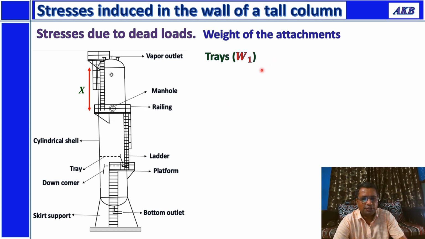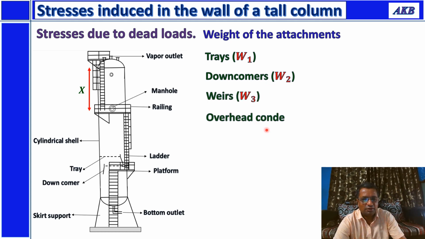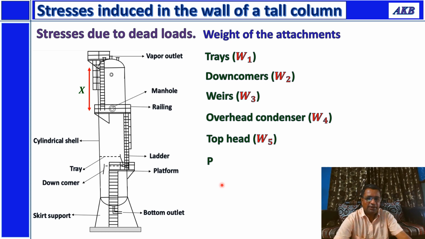So what are the attachments? You have trays. Now in the previous discussion we considered the weight of the liquid. Now over here we are considering the weight of trays, then the weight of downcomers, weirs, overhead condenser. So all these are attachments, top head, all these are attachments, and you need to consider the weight of all these attachments. That will also be one of the dead loads.